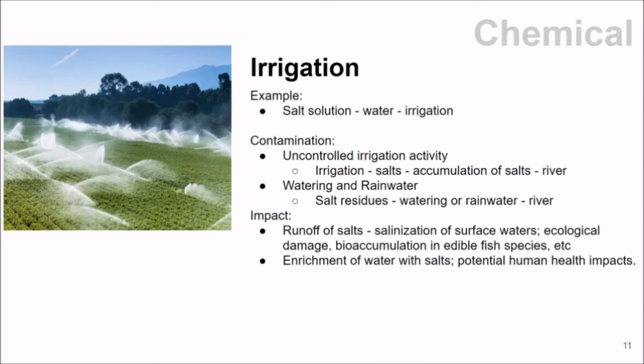Other than that, there is watering and rainwater. For example, when the rainwater washes the salt residues, the excess will go into the river. Okay, this may cause pollution. For the impact, firstly, it's a runoff of salt. This may cause salinization of surface water. So this may lead to ecological damage, bioaccumulation in edible fish, and many more. Other than that, enrichment of water with salts may of course give a negative impact to human health.